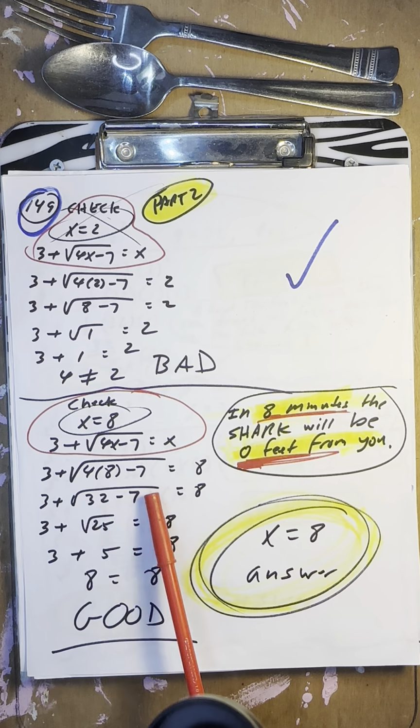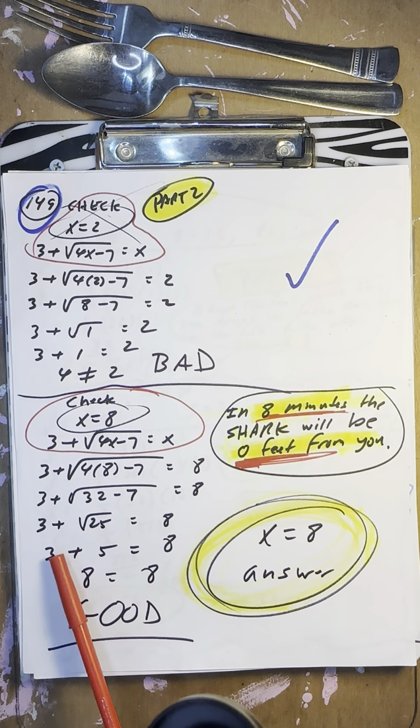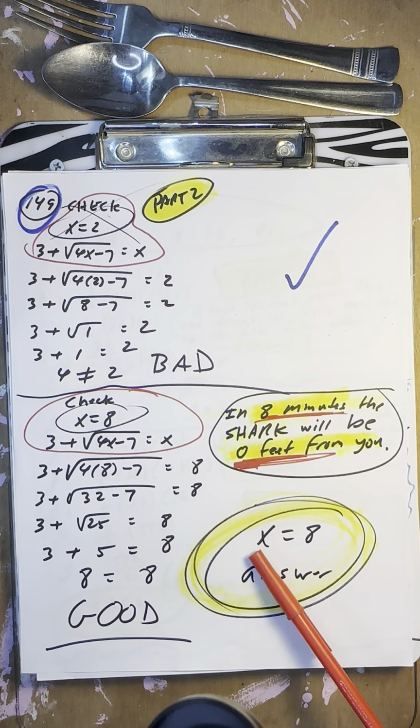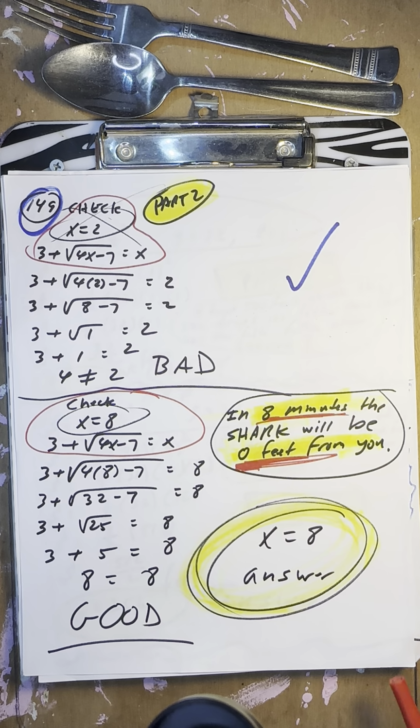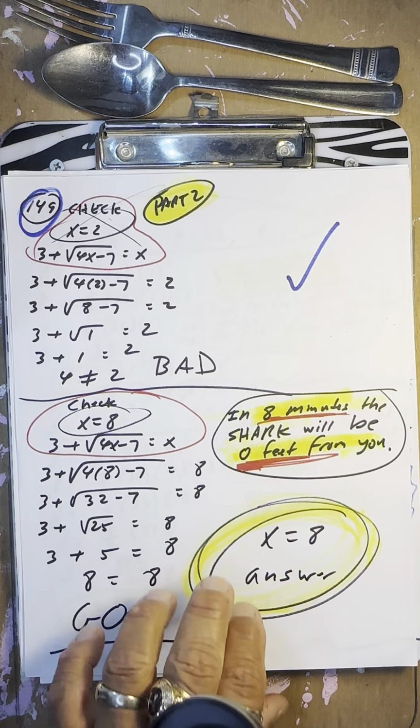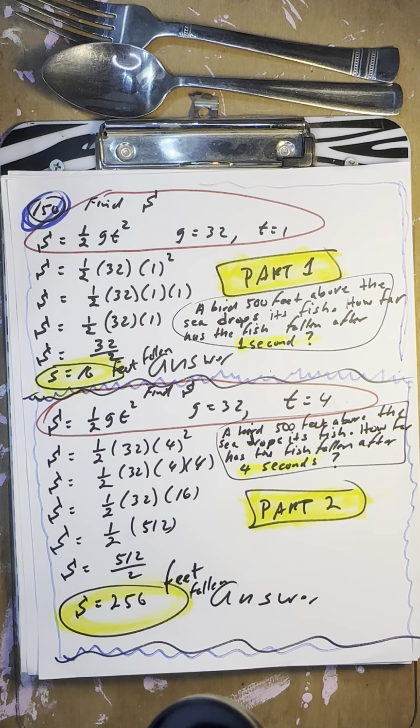4 times 8 is 32 minus 7 is 25. Square root of 25 is 5. 5 plus 3 is 8. So, does it work? Yes, 8 matches 8. Good. So, 8 is the only answer that works. So, in 8 minutes, the shark will be 0 feet from you. How's that? Not too long, huh?